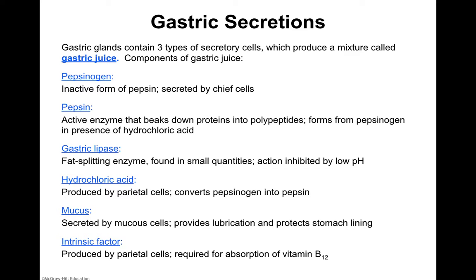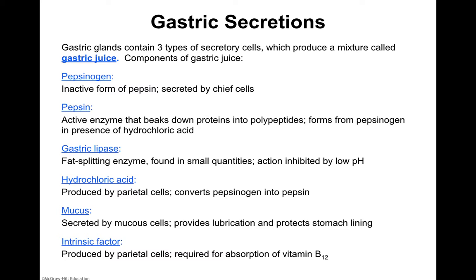There is gastric lipase. Lipases are involved in breaking down fats. This one is made in the stomach, so it's gastric lipase. It's found in small quantities. It doesn't work great because of the low pH of the stomach, but it's there and can begin working as soon as the stomach contents get into the small intestines, where we're going to raise the pH. Hydrochloric acid is produced by parietal cells, which convert pepsinogen into pepsin and help break down proteins in other ways.